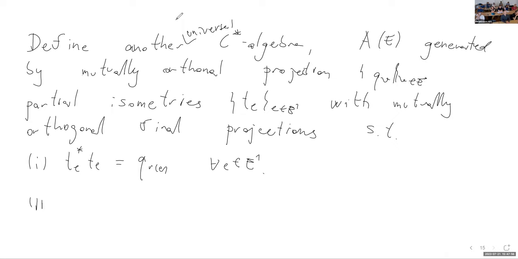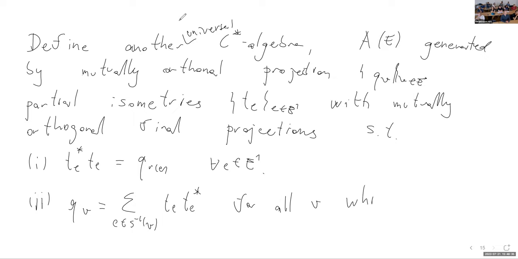And the second relation is just the projection P_v equals the sum of S_e S_e star, but now instead of restricting to regular vertices, restrict to all vertices which are not sinks. It's going to be both, depending on whether the vertex is regular or not. Yes, the resolved one is better.